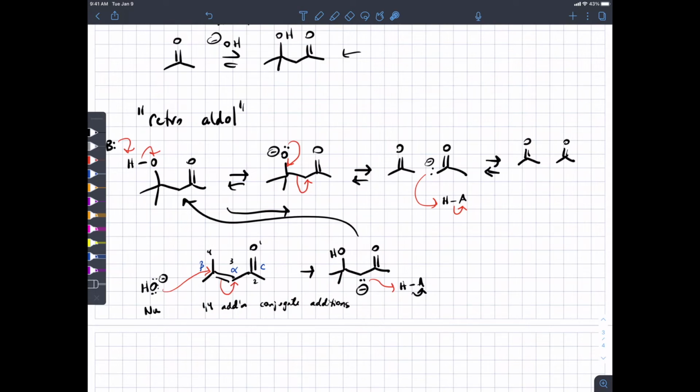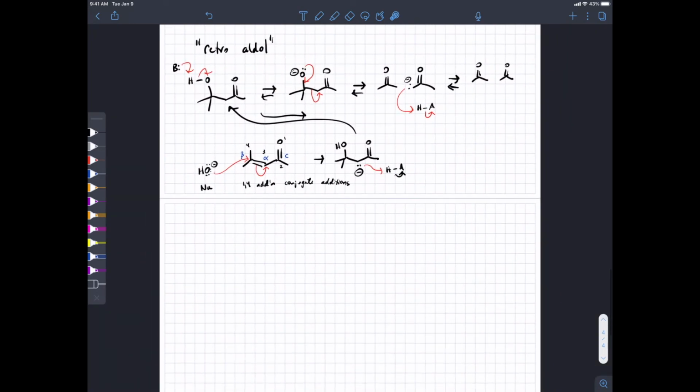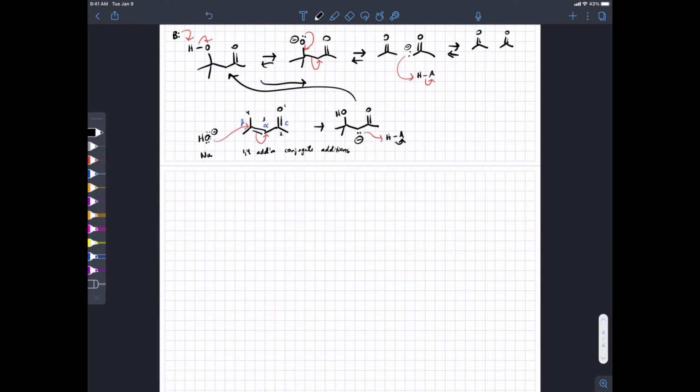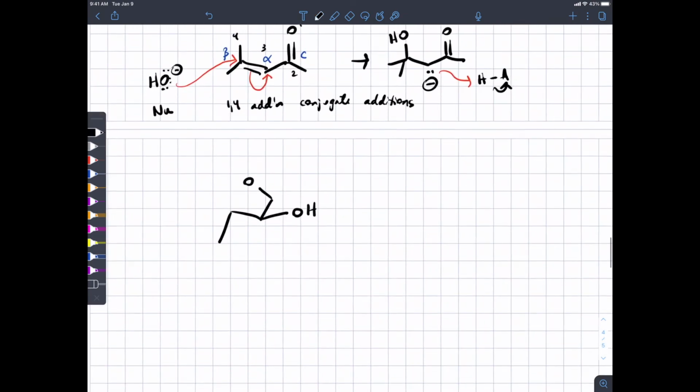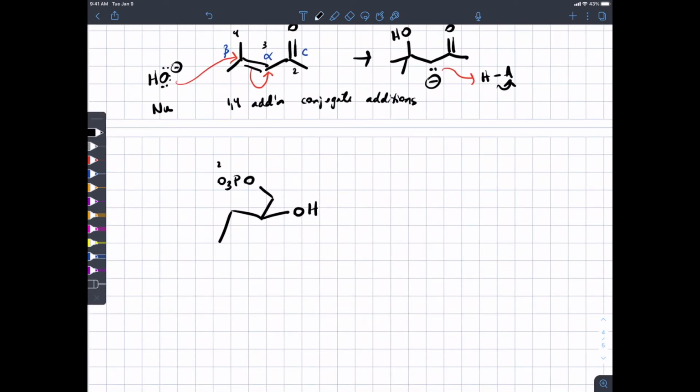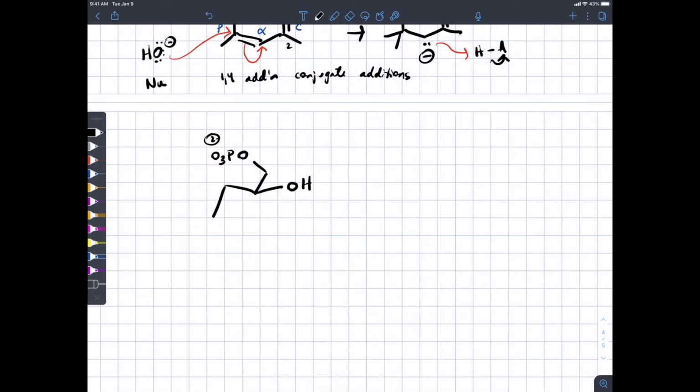Okay. So why worry about the retroaldol reaction? It turns out it's really important in metabolism. So I'm going to draw for you now fructose 1,6-bisphosphate. You may have heard about this in an MM Bio or PD Bio or Cell Bio class. This is one of the intermediates in glycolysis. Fructose 1,6-bisphosphate looks like this.